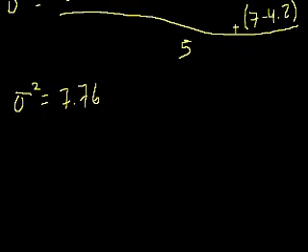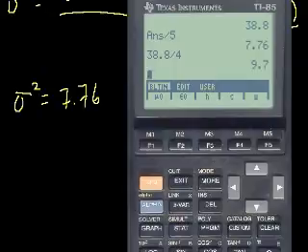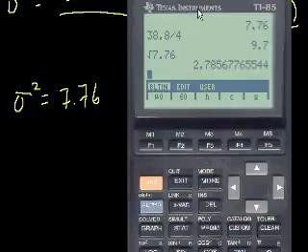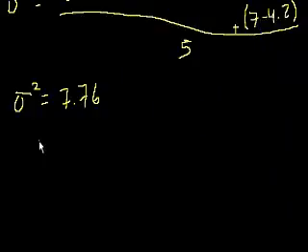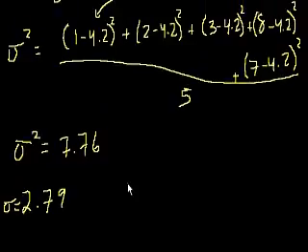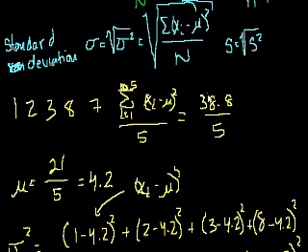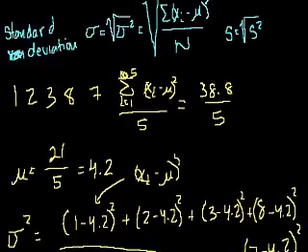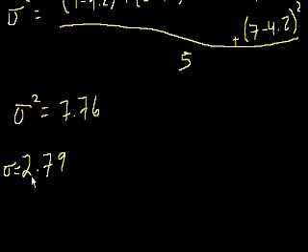But once you have the variance, it's very easy to figure out the standard deviation. You just take the square root of it. The square root of 7.76, well, let's say 2.79 is the standard deviation. So this gives us some measure of, on average, how far the numbers are away from the mean, which was 4.2. And it gives it in the units of the original measurement.